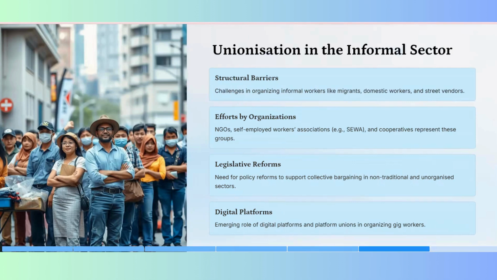Unionization in the informal sector. Structural barriers challenge organizing informal workers like migrants, domestic workers, and street vendors. There is a challenge. Efforts by organizations like NGOs, the Self-Employed Women's Association like SEWA, and cooperatives represent these groups. Legislative reforms: the need for policy reform to support collective bargaining in non-traditional and unorganized sectors. Digital platforms: the emerging role of platform unions in organizing gig workers.